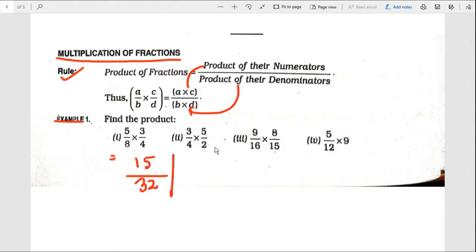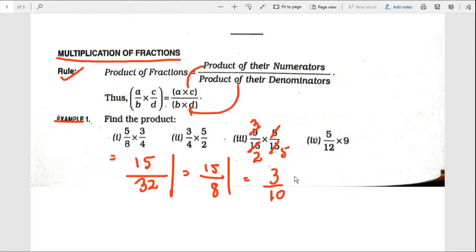In the next question, 9 by 16 into 5 by 8. This is divisible, so 16 will be divided by 8 in 2 times, and 3 threes are 9 and 3 fives are 15. So the rest on the place of numerator is 3 and the denominator is 2 fives are 10.